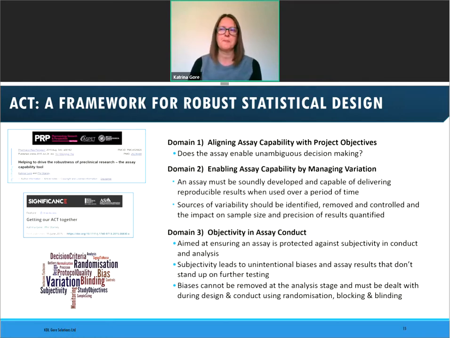Now, I'm going to run through the next few slides and take each of the questions in turn and share with you why I think it's an important question to have in your mind when you're thinking about your assay. And when I talk about assay, I could be talking about any system where you're generating data.